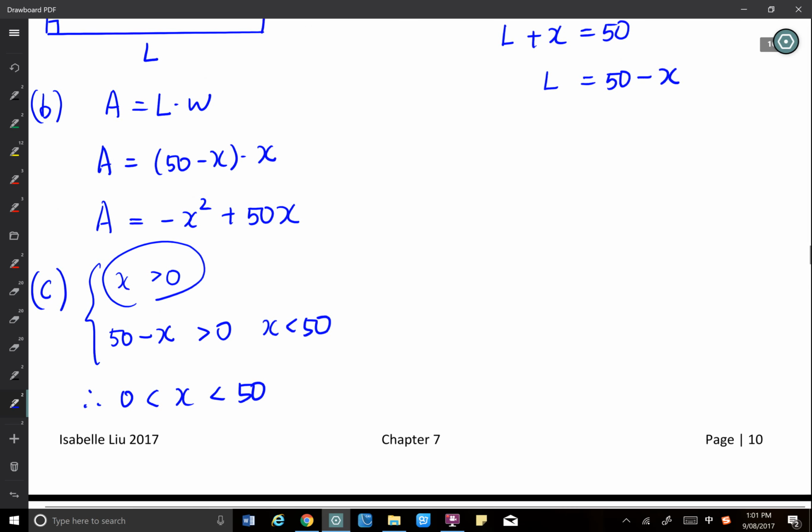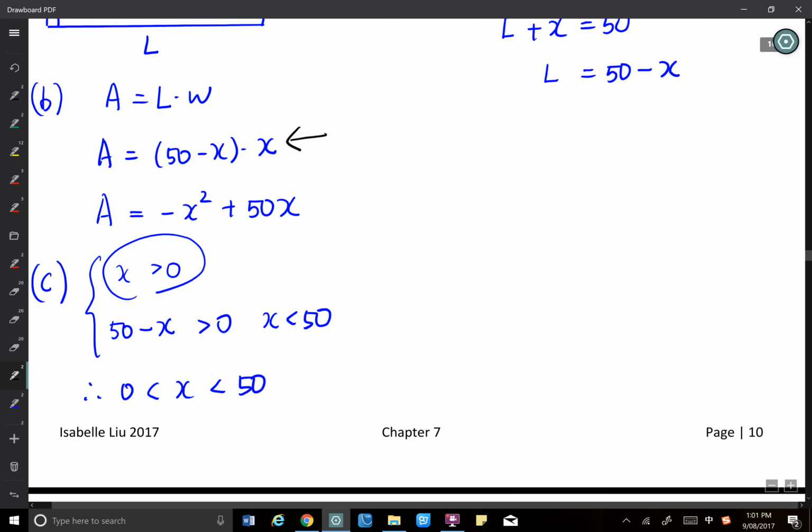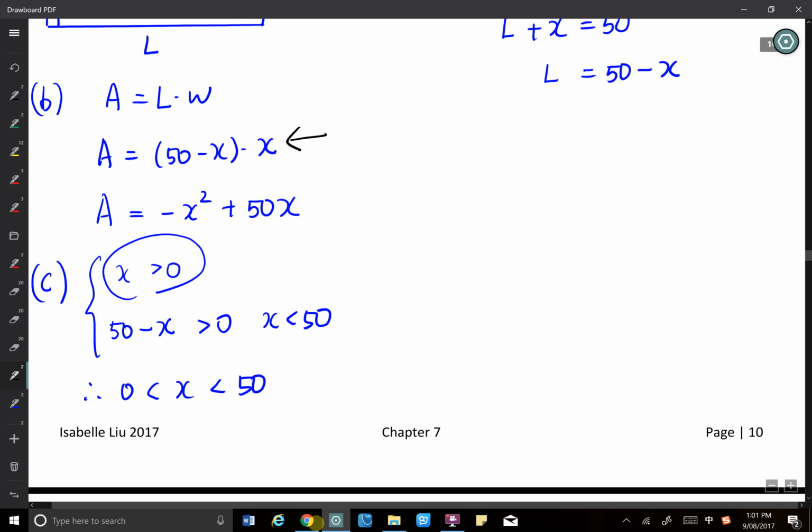So first, let's have a think. We have three ways of sketching a quadratic graph. We have intercept form, turning point form, and the quadratic formula. Which way do you want to sketch A and x? The x-intercept form, because we have the factorized form already. So let's sketch that.